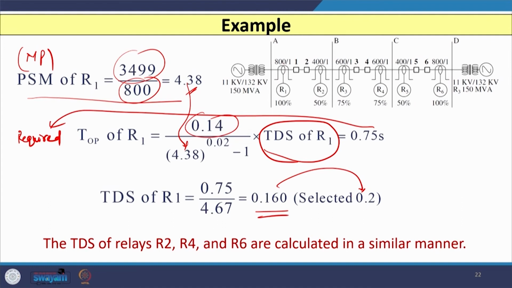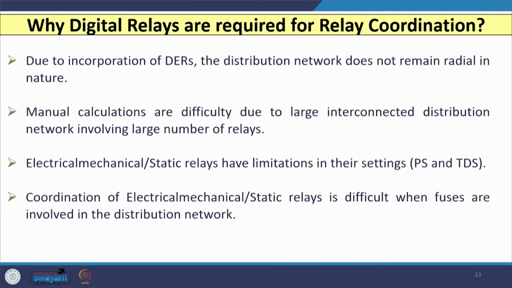Similarly, if you consider the second case, assuming that this is not there, you can move from relay R2 to relay R4 to relay R6. You start with relay R2, then coordinate with R4, then coordinate with R6, and you can calculate the TDS of these relays. So, you see why digital relays are required for this coordination.